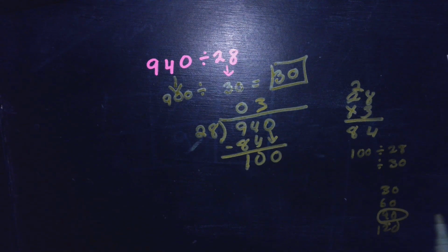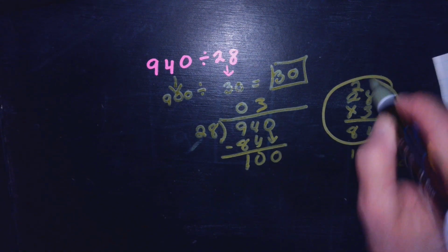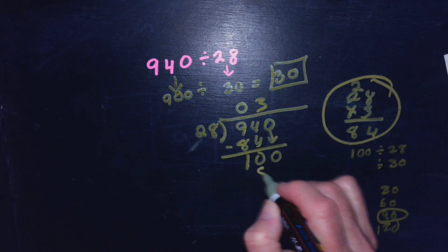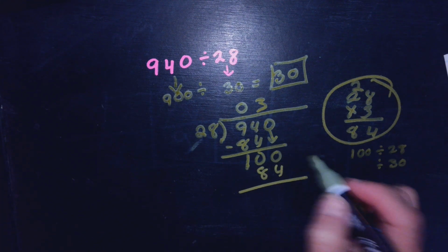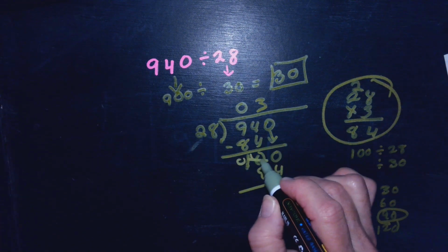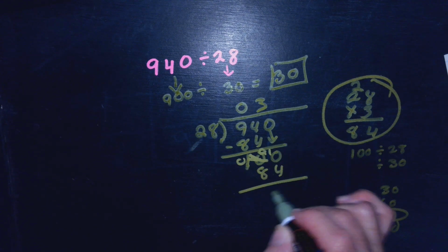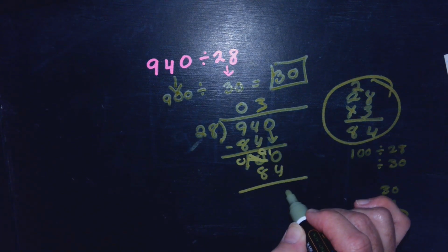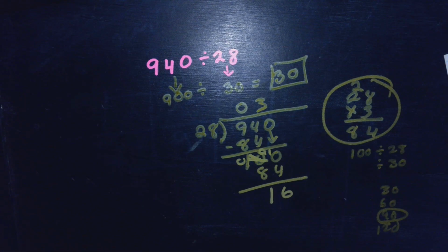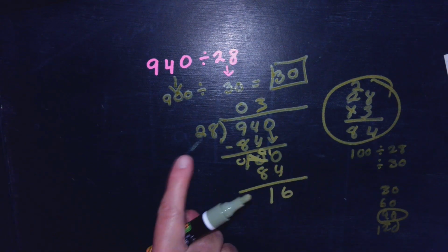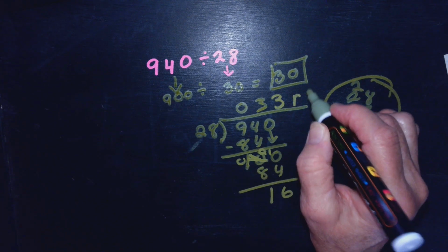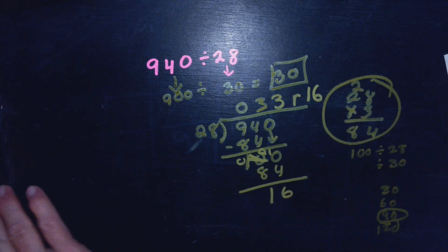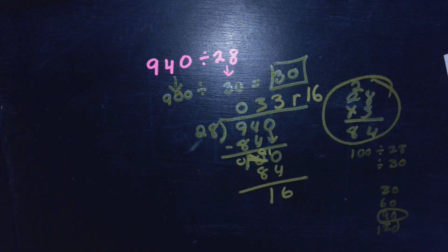So let's estimate 3. Well, we already multiplied 28 times 3. So let's see what our remainder is if we subtract. So if I subtract this, I'm going to get 16. Can I have a remainder of 16? Yes. I put my 3 up there, so my answer would be 33, remainder 16. See how estimation really helps in your division.